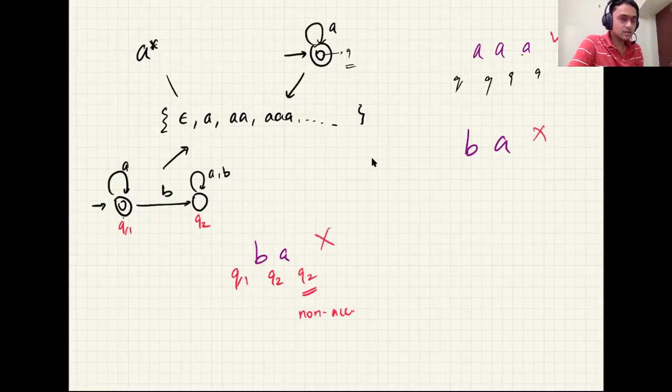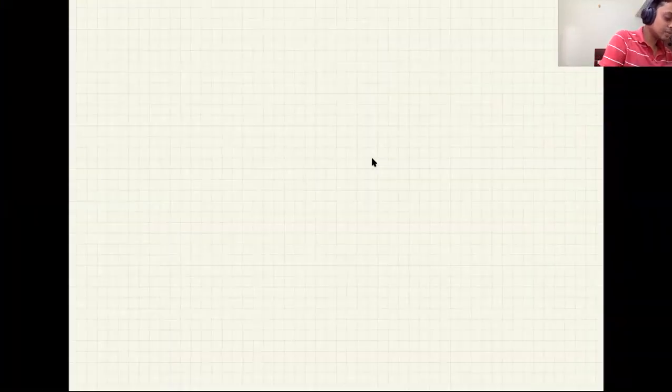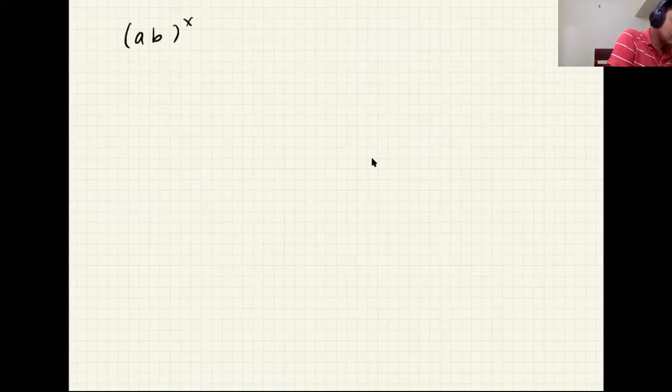Let me explain one more example and then we will see. Let's take (AB) star, and say this automaton. I will draw that. Firstly, let me take (AB) star. This is the language epsilon, AB, ABAB, ABABAB, and so on. And the automaton that I drew for it looked like this.